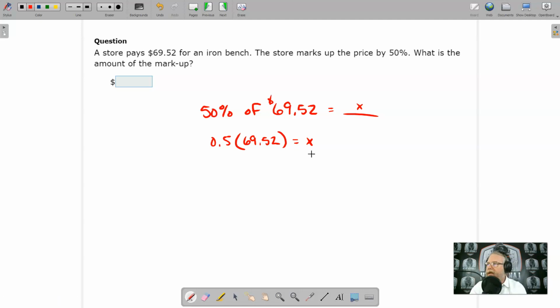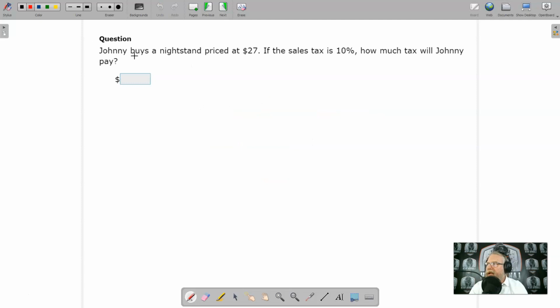So again, I'll go ahead and grab my calculator. This is 69.52 times 0.5, and that's going to give me a result of 34.76. So x equals 34.76. And this is money, so $34.76.